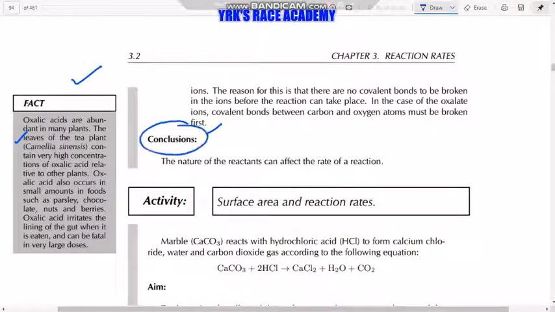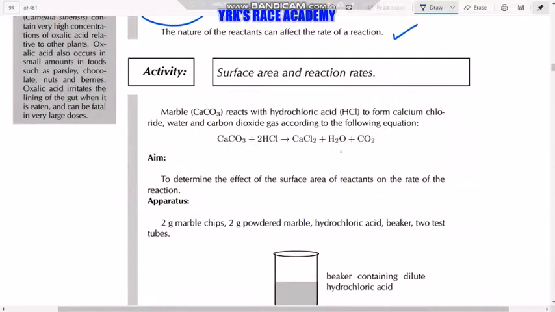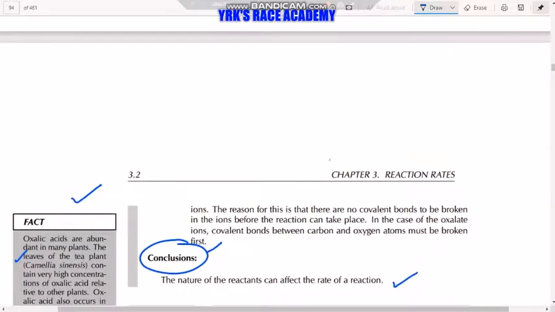Coming to another important factor, that is collisions. What is the meaning of collisions? How do they take place? The nature of the reactants can affect the rate of reaction, and the conclusion of the above experiment is that the nature of the reactants can affect the rate of reaction.